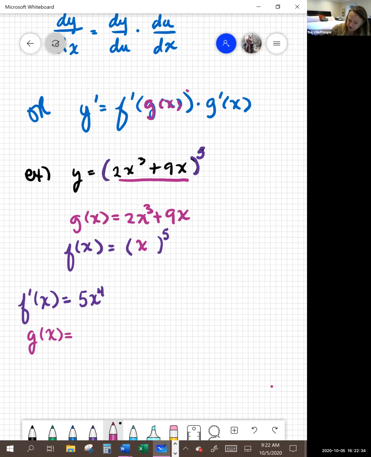So g prime of x, the derivative of g of x, the inner function: bring our power down front, 3, multiply it to the coefficient in front. So we have 6x, subtract 1 from our power, we get 2, plus the derivative of 9x is just 9.